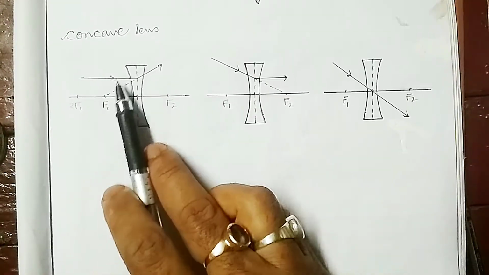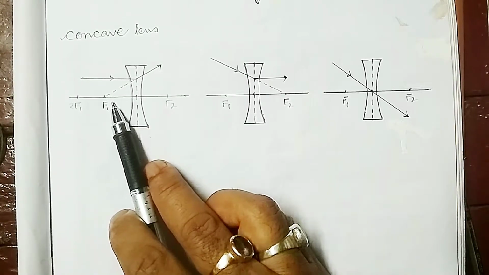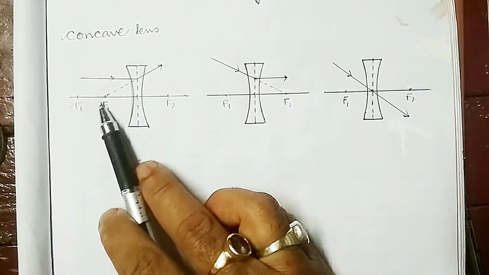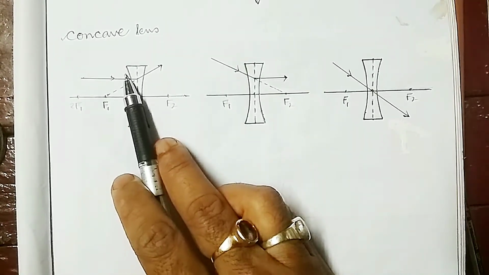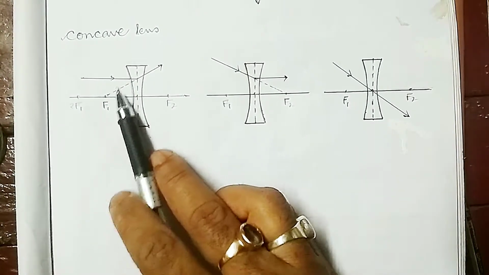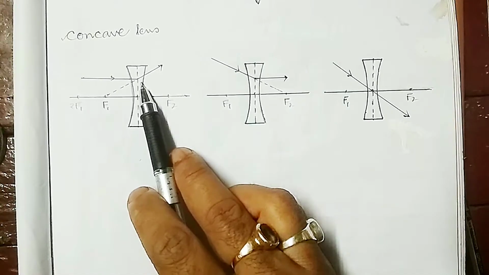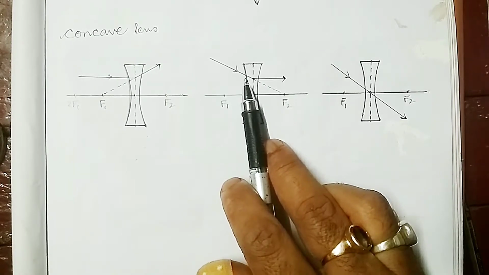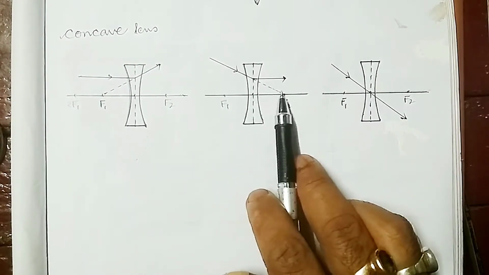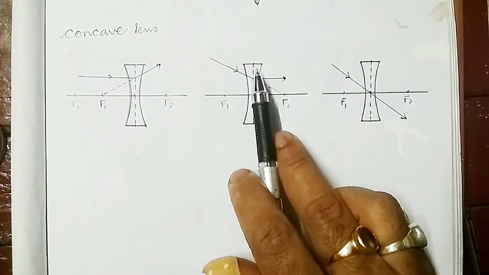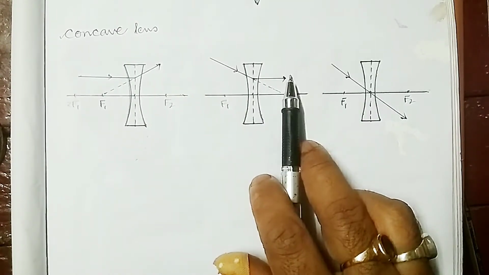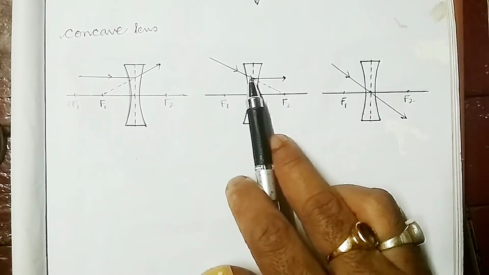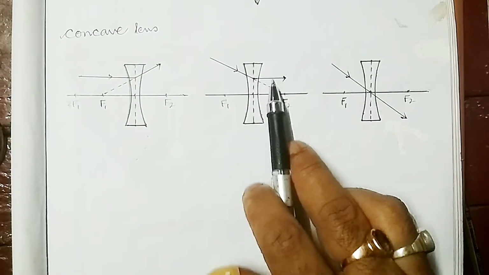In case of a concave lens, any ray which is parallel to the principal axis, after refraction through the lens, will diverge as if it is coming from the first principal focus. Any ray of light moving along the direction of the second principal focus, after refraction travels parallel to the principal axis. Now this ray of light is traveling along the direction of the second principal focus. After refraction, this ray will become parallel to the principal axis.